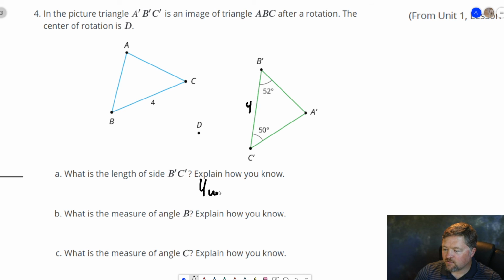So that is 4 units. What's the measurement of angle B? Well, angle B prime is 52 degrees, and again, it's a rigid transformation, nothing changes. 52 degrees. Measure of angle C? Well, angle C prime is 50 degrees, so angle C is 50 degrees.